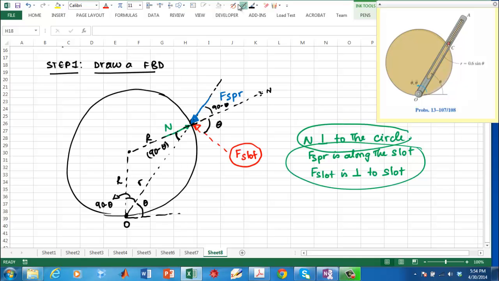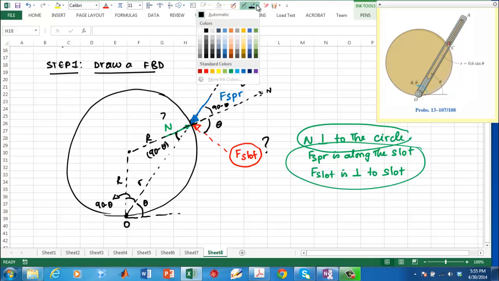Now remember, this is our free body diagram. There are 3 forces acting on it: the blue force, the green force and the red force. The blue force comes from the spring, the green force from the normal reaction from the surface of this thing, and the slot force comes from the slot. And we are interested in this. We know this, we don't know this, we will find out, but really we are interested in the F slot. Very good. Now what we are going to do is step 2.